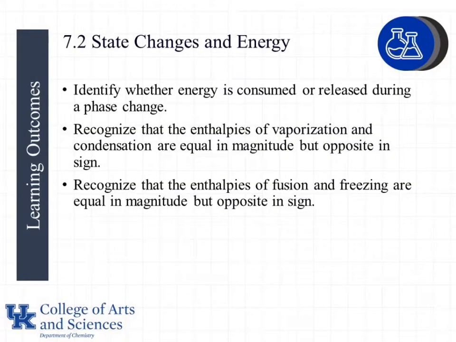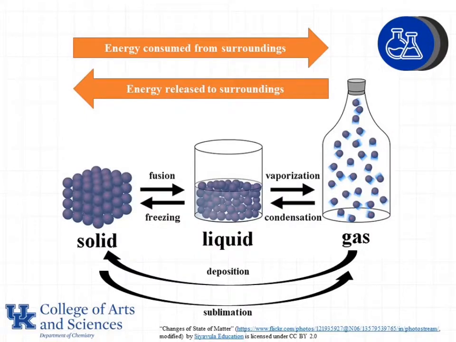In this lesson, we're going to look at state changes and the energy associated with them, including the enthalpies of vaporization and condensation, as well as enthalpies of fusion and freezing. As a reminder, the three states of matter are solid, liquid, and gas. Going from solid up to liquid to gas, or any part of that, will be an endothermic process. Going from gas to liquid to solid is an exothermic process.